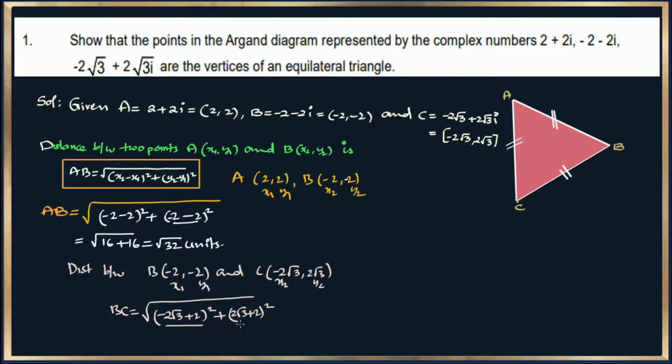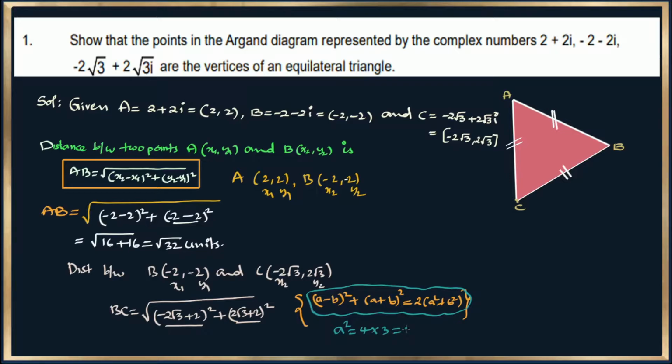So this is (a minus b) whole square, and this one is (a plus b) whole square. Is there any relation between (a plus b) whole square and (a minus b) whole square? Yes, we know that (a minus b) whole square plus (a plus b) whole square is 2 times (a square plus b square). Here a is 2 root 3, so a square is 4 times 3, which is 12. And b is 2, so b square is 4. Therefore a square plus b square means 12 plus 4, which is 16.